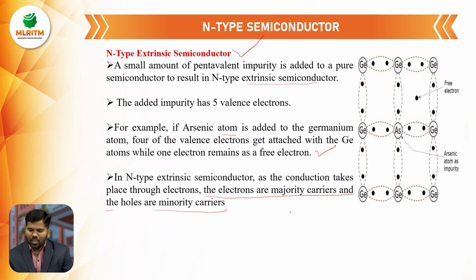If you observe here, it is the pentavalent impurity arsenic, which has 5 valence electrons: 1, 2, 3, 4, and the excess one is 5. Four of these valence electrons of arsenic form strong covalent bonds with the semiconductor material germanium. Here one electron is free; this electron is called a free electron. That is the reason that in the n-type semiconductor material, electrons are the majority charge carriers and holes are the minority charge carriers.